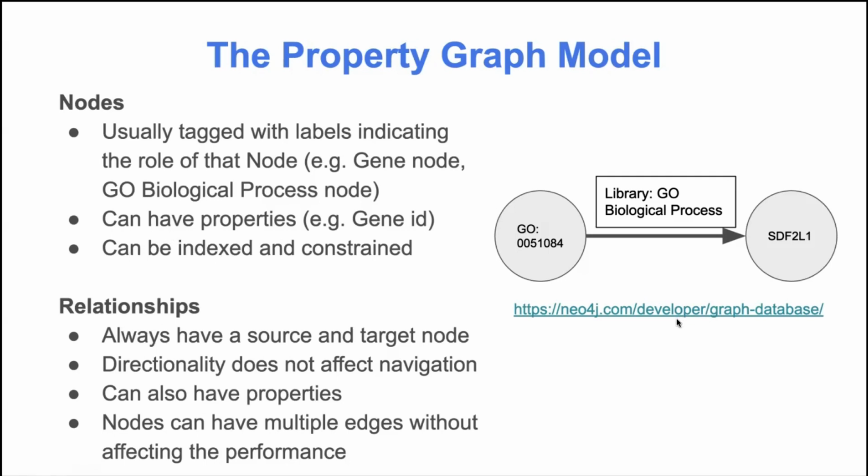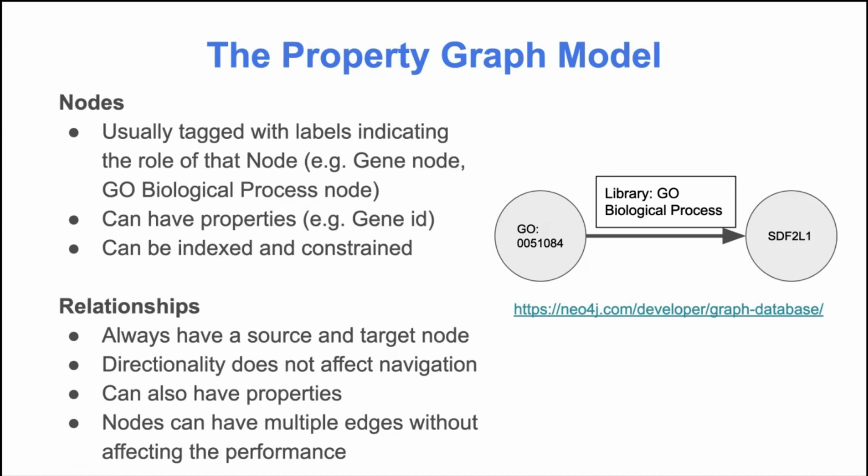Then we have relationships. Sometimes you call this edges, sometimes you call it links, and the idea here is these are the lines. And for Neo4j, it always has a source and a target node. So there's an arrow, there's a directionality here. But the good thing is that directionality does not really affect the navigation or how you query stuff. So you can be agnostic with how you do your queries.